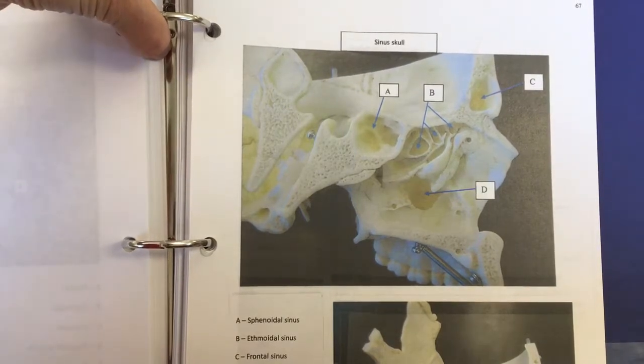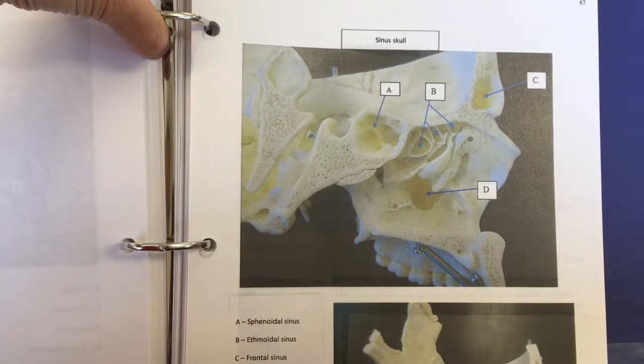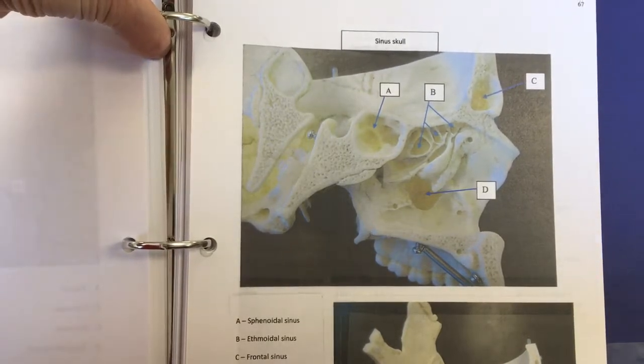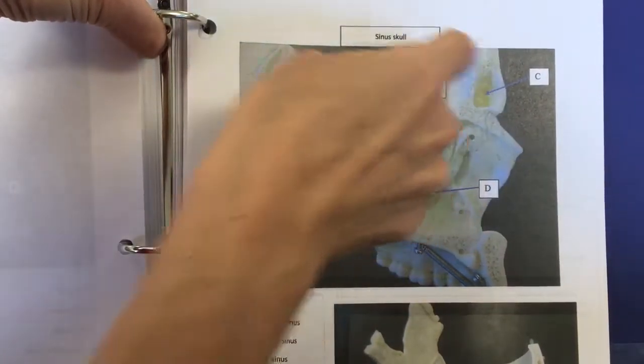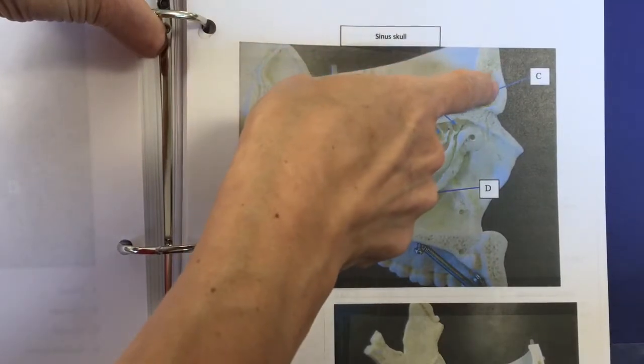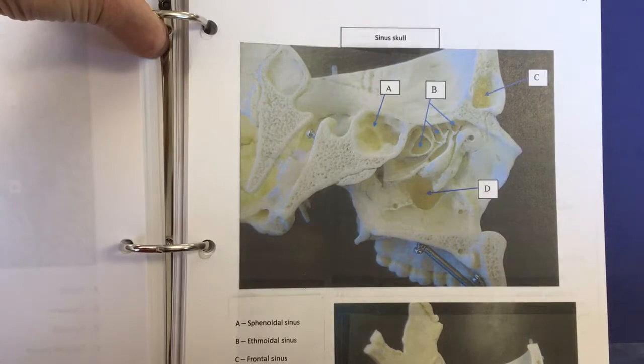So they're little openings, and I'll pull the sinus skull here so you can see that these are actually something we can put an indentation into. So there's one, this is the anterior part of the skull. There's one here in the frontal bone, and that is called the frontal sinus.